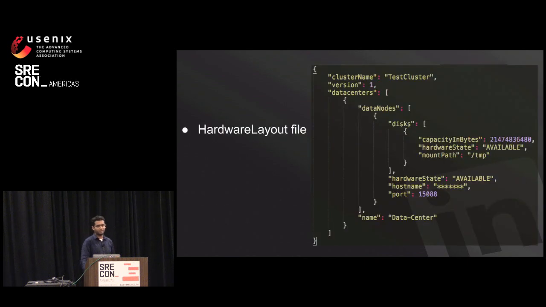The first static file is the hardware layout file. This file contains details about the state of the node, whether each node is available or whether a given node is down for maintenance and stuff. It also contains the state of the disks and metrics like disk capacity.